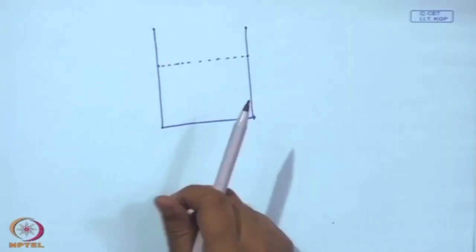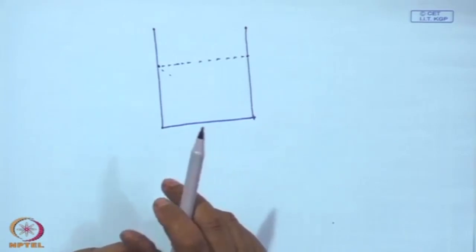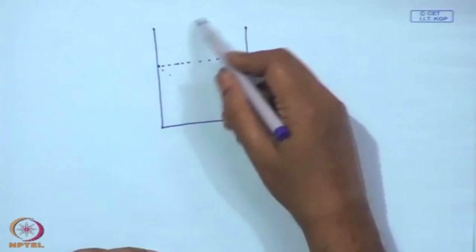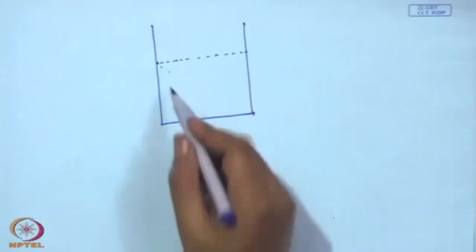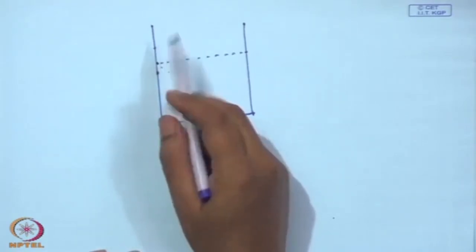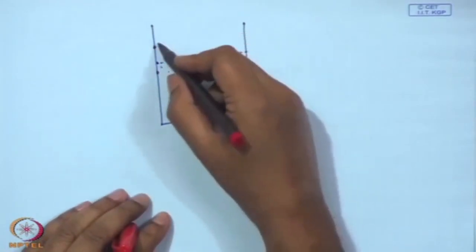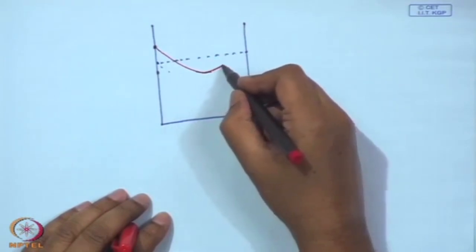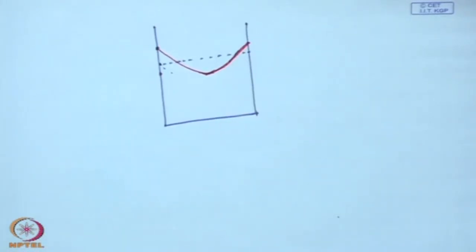Will the free surface go up or come down? That is, the parabola will start from here or from somewhere else. Will it be like this or like this? Down. That means it will come down somewhere here. Acha. At the wall it will go up. It is something like this, you mean to say. Okay.